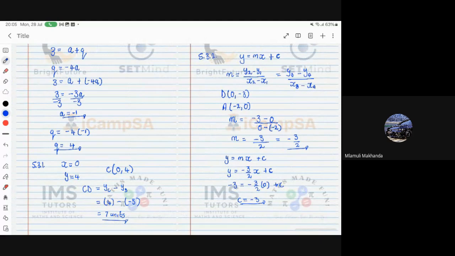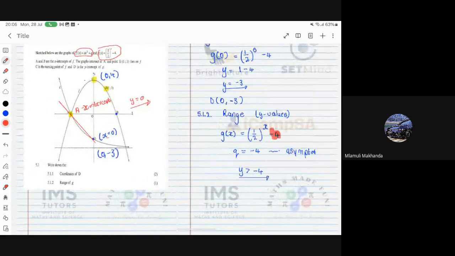So basically we have our equation right now. We're asked to find the equation of the line that passes through A and D. So let's rewrite everything. Therefore, y is equal to minus 3 over 2 x minus 3, since it's a negative sign there. This is the formula that represents the relationship between the x and the y for this straight line that we just drew here.